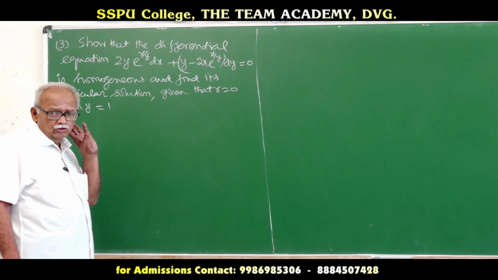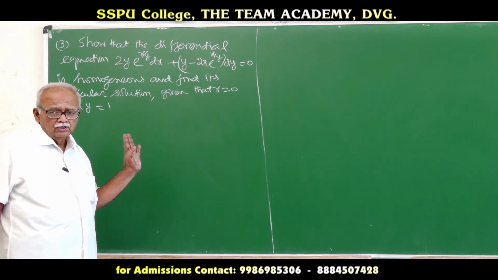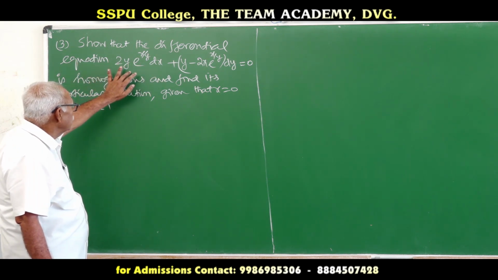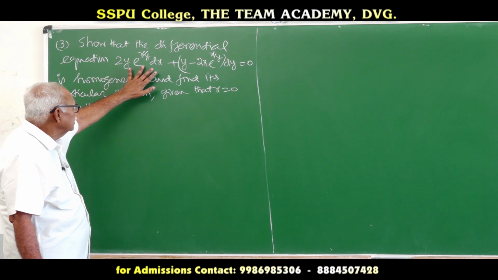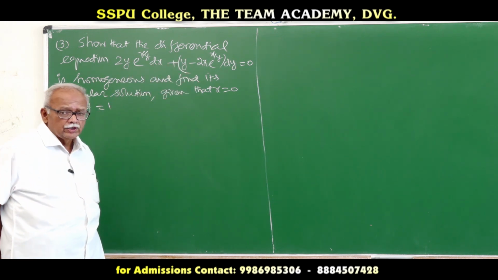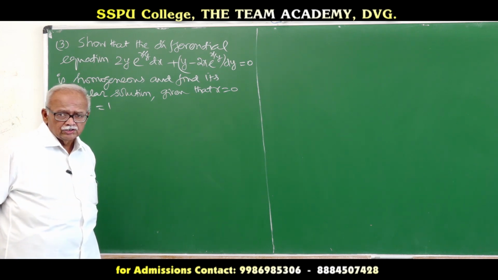We see the third question. So far, in 2 questions we found the general solution. Now we have to find a particular solution. Show that the differential equation 2y e power x by y dx plus y minus 2x e power x by y dy is equal to 0 is homogeneous, and find its particular solution given that x is equal to 0, y is equal to 1.